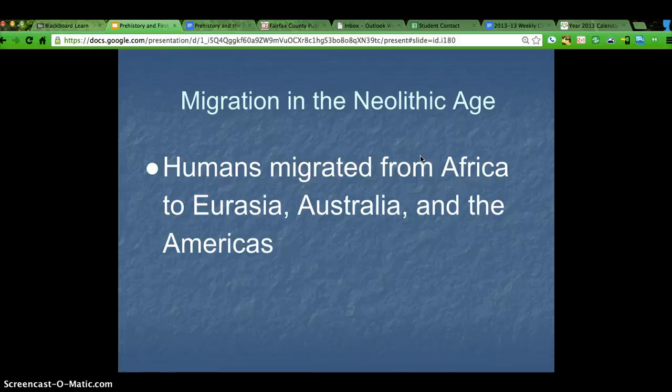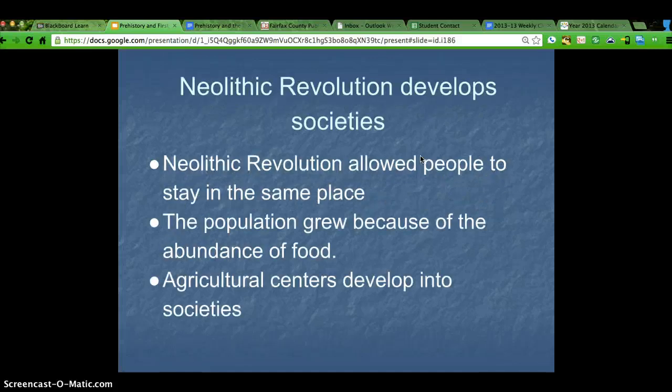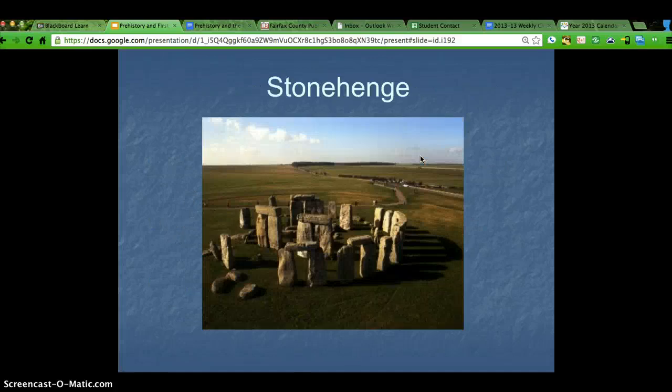Ultimately, during the Neolithic time period, as I already mentioned, they're going to go from Eastern Africa up into Eurasia, which is Asia and Europe, Australia, and eventually the Americas. So what does this do? Finally, the Neolithic Revolution is going to allow people to stop being nomadic, to stay in one place. Population is going to grow because when you're moving around and you don't have enough food, your population is going to be lower, and you're going to have places where you can get your agricultural products.